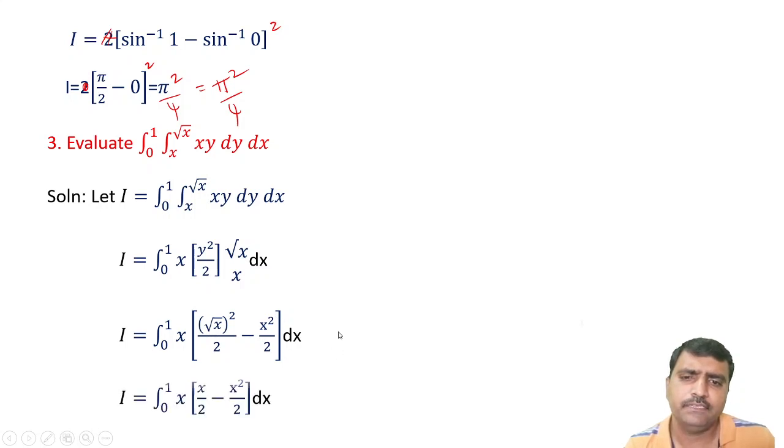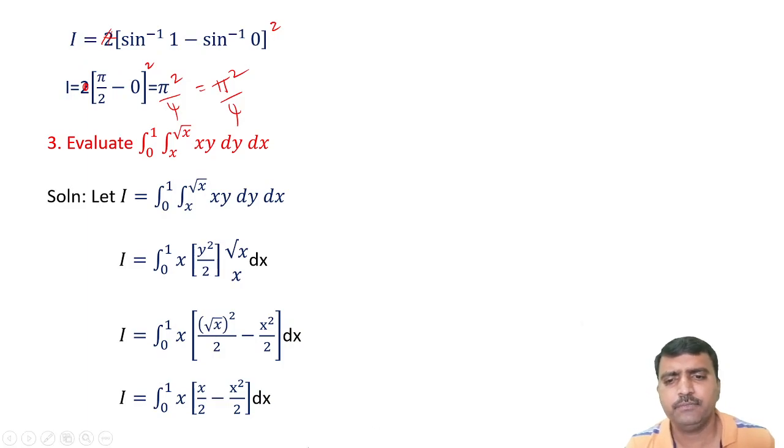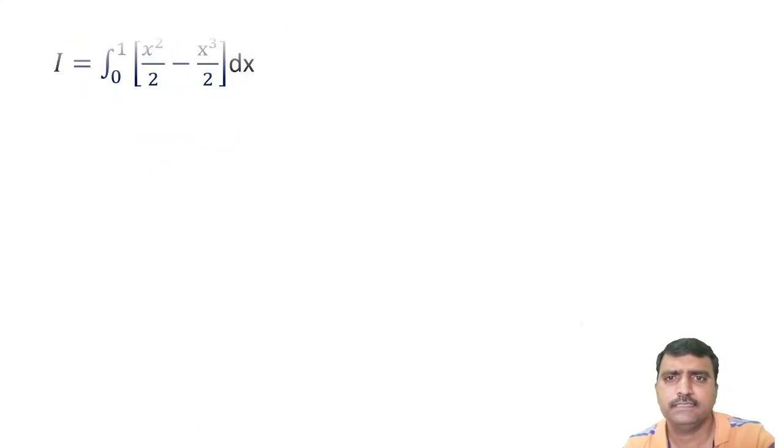So now it gives x into, here root and square cancel, remaining is x, x by 2 minus x square by 2, into dx. So next we have to integrate that with respect to x. Outside, one x is there, so multiply it. When you multiply this with x, x square by 2 and x cube by 2. So it is x square by 2 minus x cube by 2.